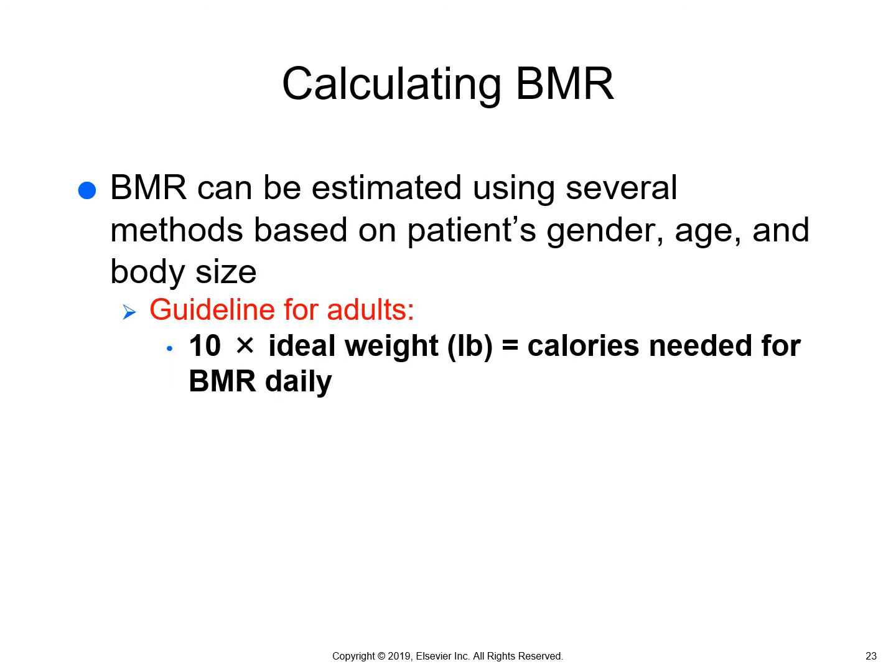How do we calculate BMR? BMR can be calculated very easily. You just take 10 times your ideal weight. So if my ideal weight was 150 pounds, I would take that times 10, and that would give me a pretty good idea of how many calories I would need to maintain my weight, which would be 1,500 per day.